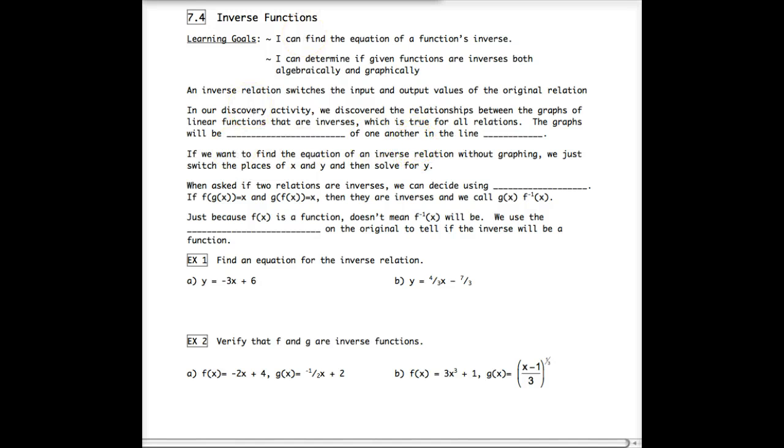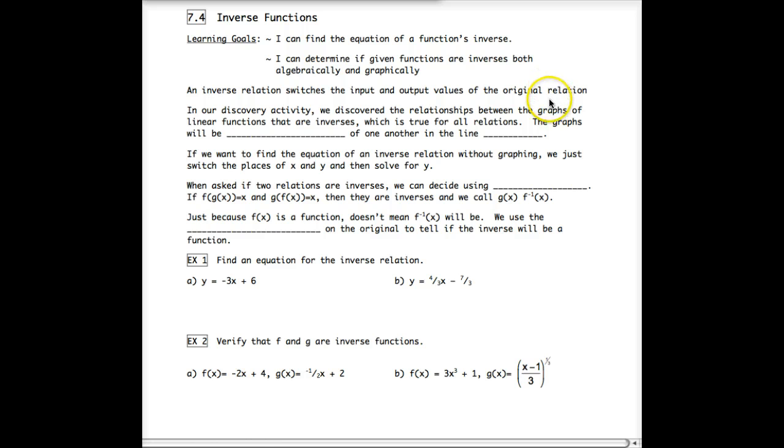Right, so today we are going to talk about inverse functions. We have two learning goals. We want to be able to find the equation for a function's inverse, and then we want to be able to determine, if we're given two different functions, to decide if they are indeed inverses of each other.